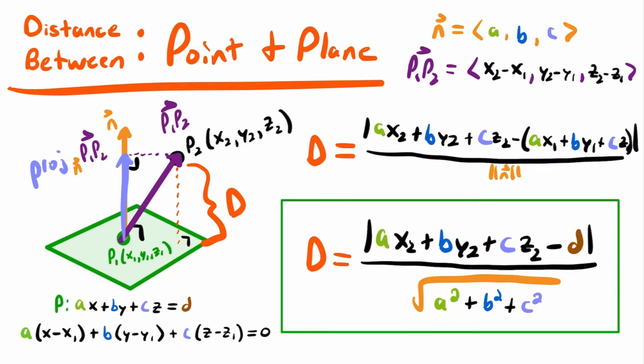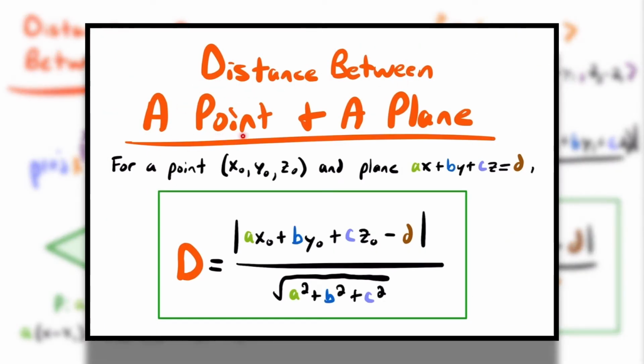All right, and so to summarize, if you want to find the distance between a point and a plane in 3D space, given a point with coordinates x sub 0, y sub 0, and z sub 0, and a plane represented by this equation, ax plus by plus cz equals d, then the distance between that point and that plane will be equal to this formula. The absolute value of a times x sub 0 plus b times y sub 0 plus c times z sub 0 minus d, divided by the square root of a squared plus b squared plus c squared. Okay, and so now that you know where this formula comes from and why it works, let's take a look at an example where we use this formula to find the distance between a point and a plane.